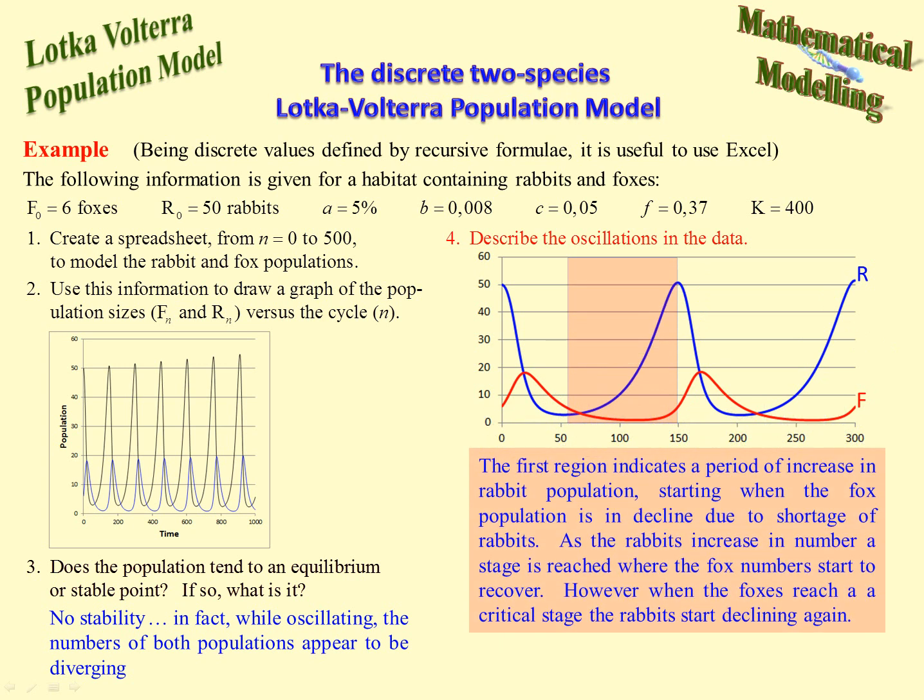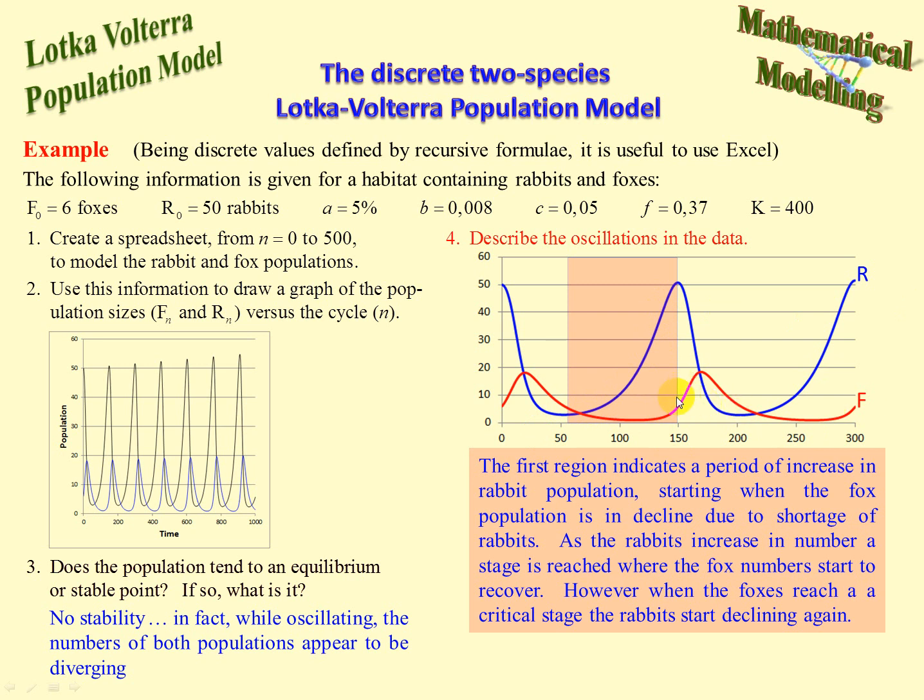Let's have a look at just this case. This region here indicates the period of increase in the rabbit population. So from there to there, the rabbits are increasing. It starts when the fox population is in decline. So the foxes are in decline due to a shortage of rabbits. As the rabbits increase in number, a stage is reached where the fox numbers start to recover. So as we get more and more, it gets to a stage where the foxes can now recover because their food supply is replenishing.